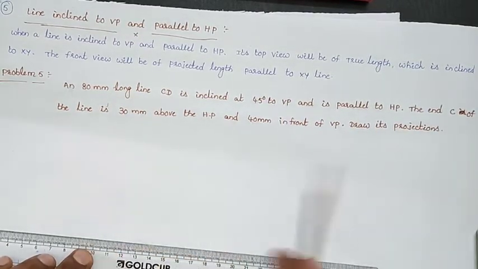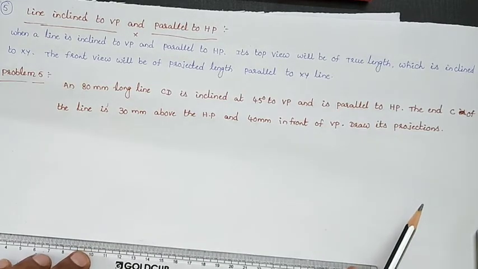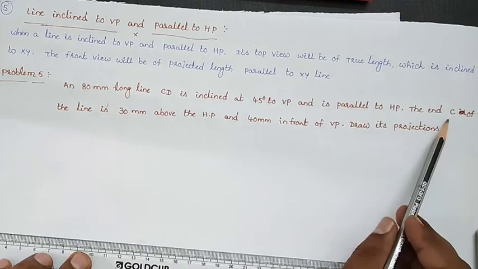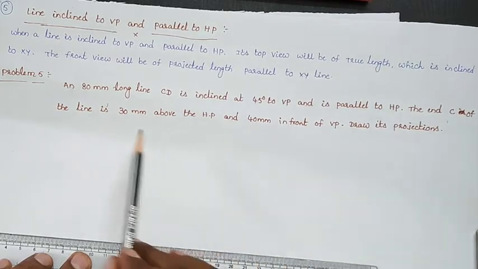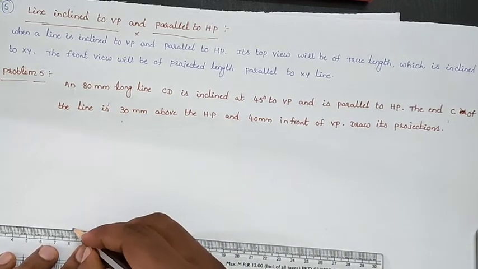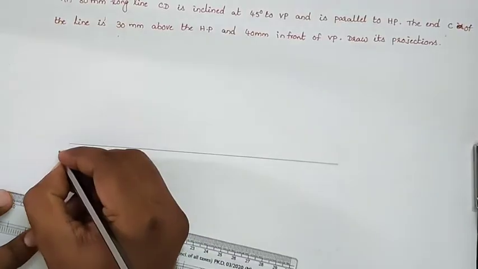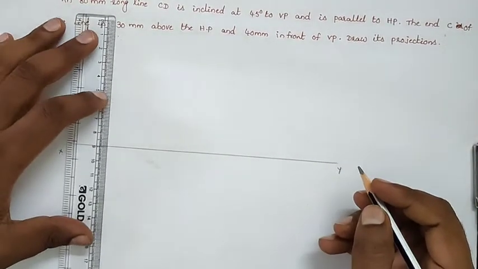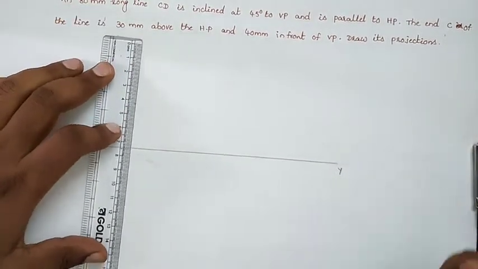The end C is 30 mm above HP and 40 mm in front of the VP. So first of all we will give the preference to the point projection here. Draw the end projection of point C first of all and draw your problem. So I am drawing the reference line first of all and draw the projection of point C. Point C is in the first quadrant.